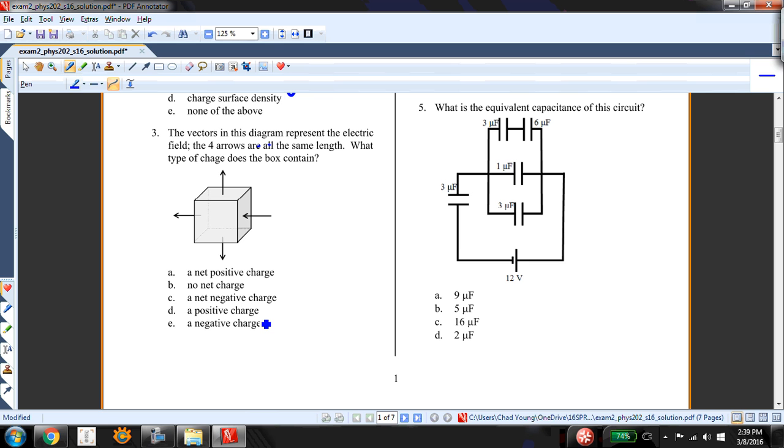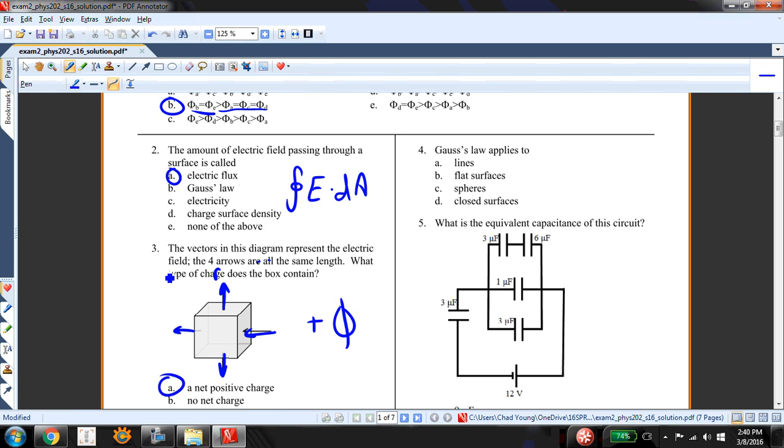The vectors in this diagram represent the electric field. Arrows are all the same length. What type of charge does the box contain? So here we're looking for what is the net flux in. Look, we have three fluxes that are positive and then one flux that's negative. So I'm going to have a net positive flux. That means I'm going to have a net positive charge. So there could be positive and negative charges in the box, but I'm going to have an overall net positive charge, more positive charges than negative charges.